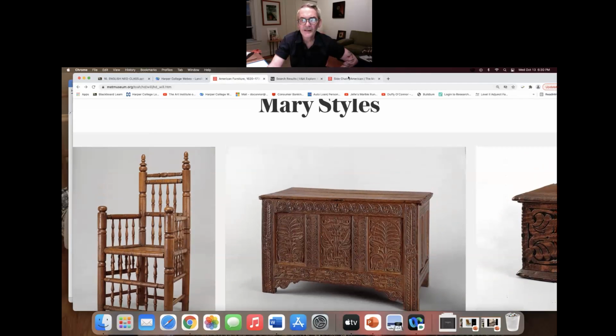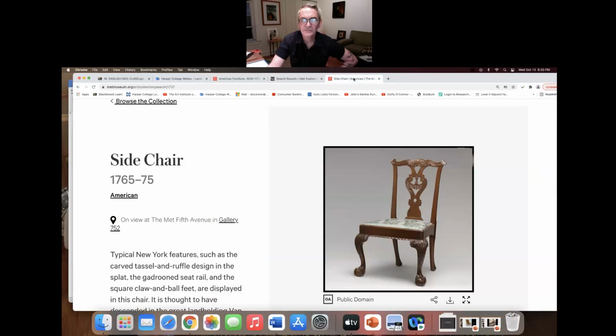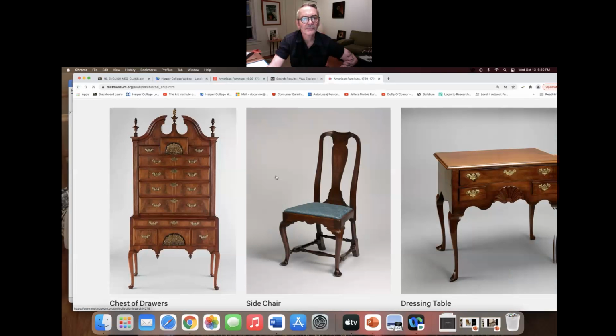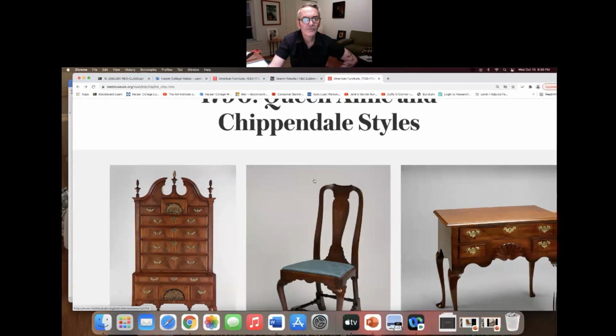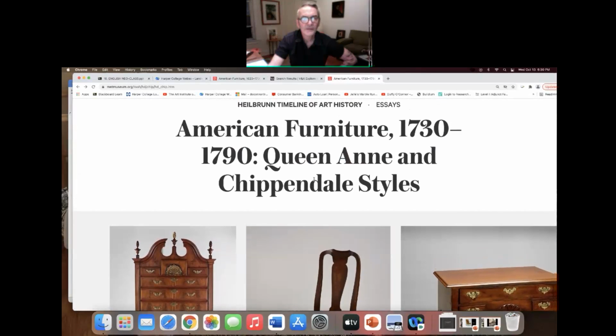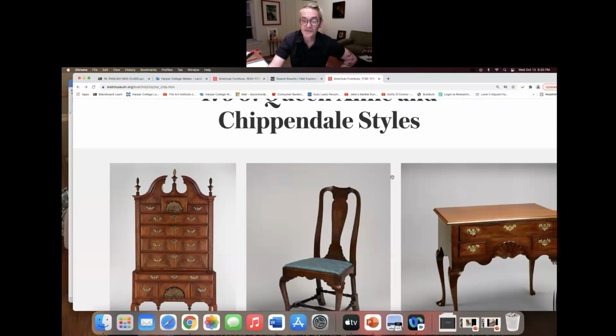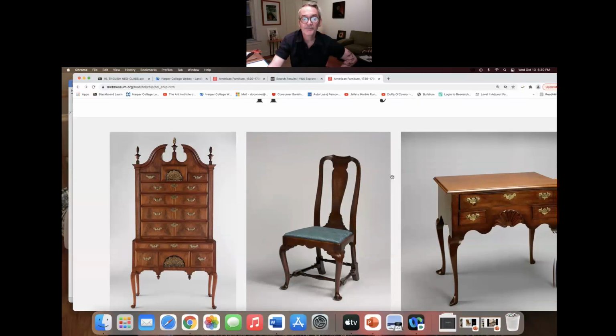But when we get into later, let's go back to this. This is another one, from an essay from the Metropolitan Museum of Art. This is 1730-1790, Queen Anne and Chippendale styles. We'll talk more about Chippendale.